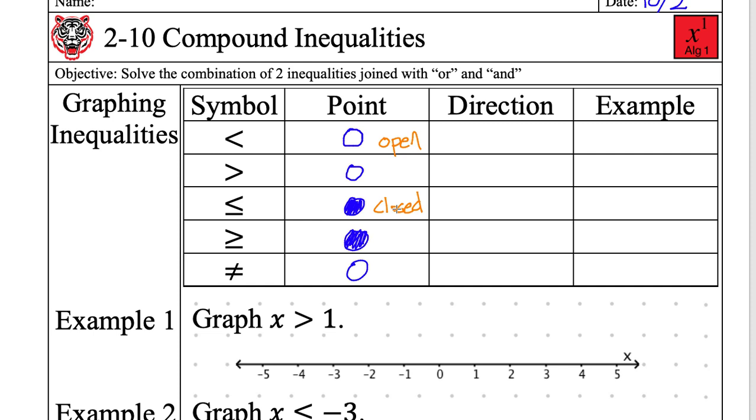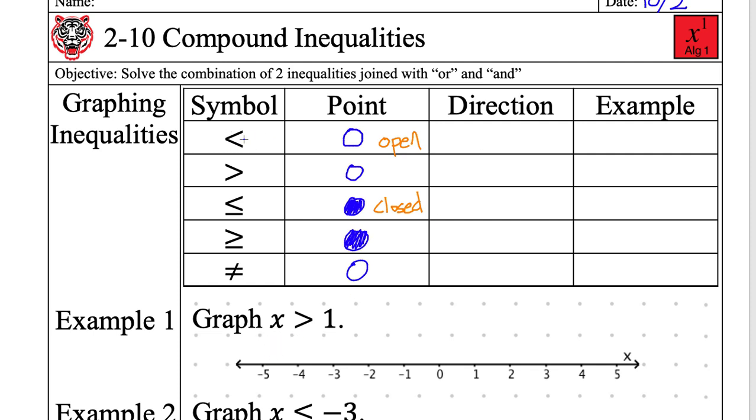Later, I guess next year, or if we ever come back to inequalities again for Algebra 1, you will have to know those. So you might as well just learn them now, I guess. So what direction does the arrow go? And when I say arrow, I'm talking about all the possible solutions. And it'll make sense when we talk about example 1 and 2.